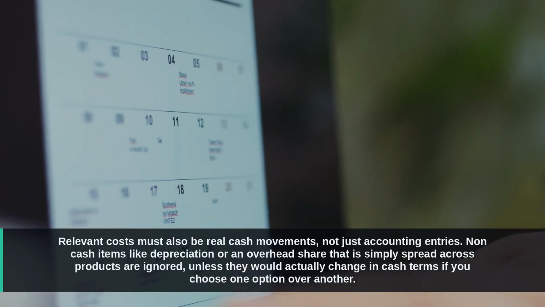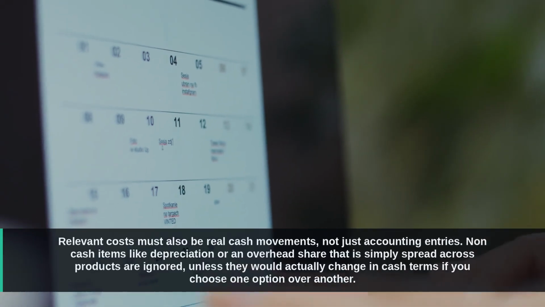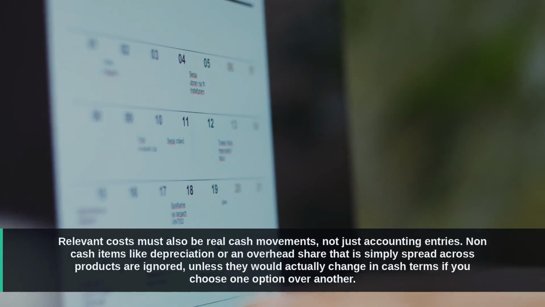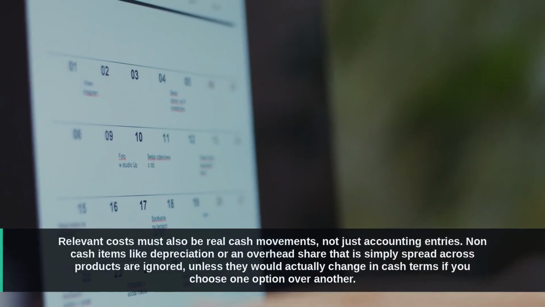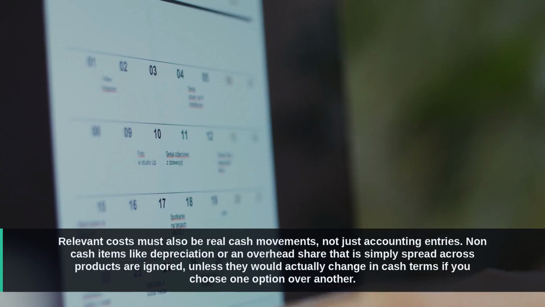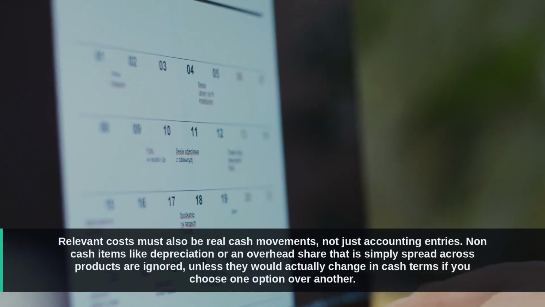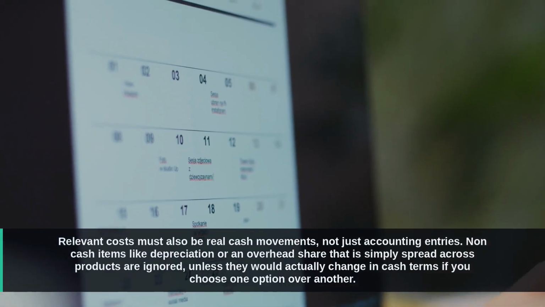Relevant costs must also be real cash movements, not just accounting entries. Non-cash items like depreciation or an overhead share that is simply spread across products are ignored, unless they would actually change in cash terms if you choose one option over another.